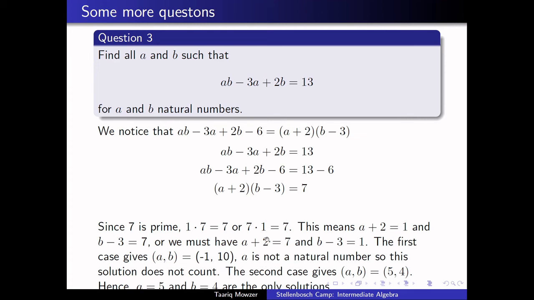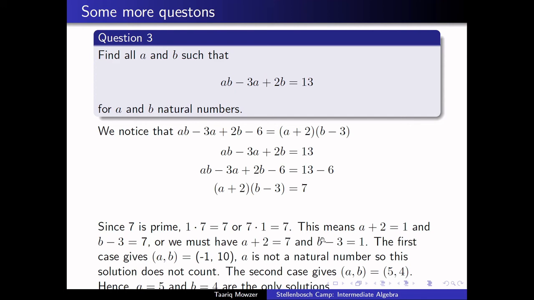We then solve the second one, which is a plus 2 equals 7 and b minus 3 equals 1. Solving this gives that a equals 5 and b equals 4. And this is a valid solution. Both a and b are natural numbers. So that's the only solution. This kind of got cut off, but hence a equals 5 and b equals 4 are the only solutions.